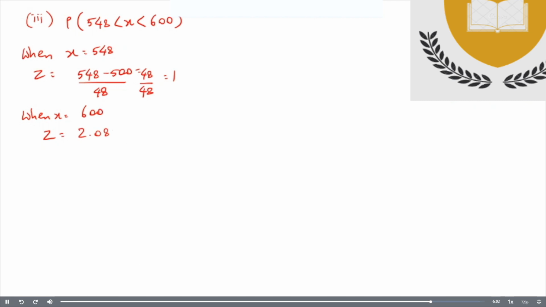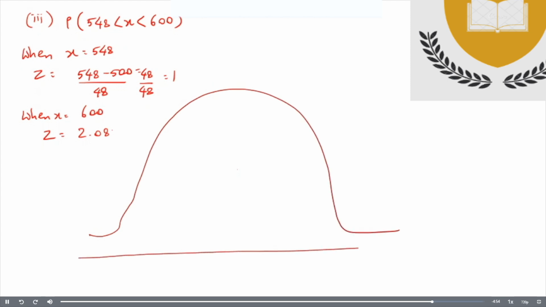So with these two values we have to find out. Now let me take the diagram. Okay, I will take the diagram here. I've drawn it a little big to make you understand. It is a little complicated and it has two values, x values. Here this is the mean. Mean is 500, and when the mean is 500, z is equal to 0.